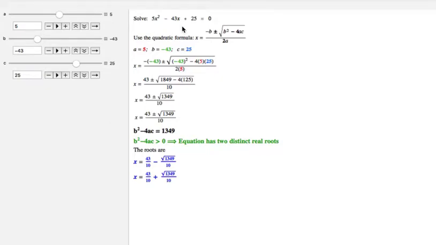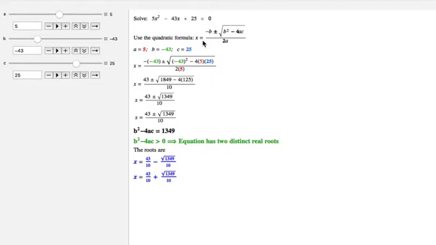One of the ways to solve the quadratic equation is to use the quadratic formula. X equals negative b plus or minus the square root of b squared minus 4ac all over 2a. A is the coefficient of the x squared term, b is the coefficient of the x term, and c is the constant. So in this case we have a as 5, b as negative 43, and c as 25.